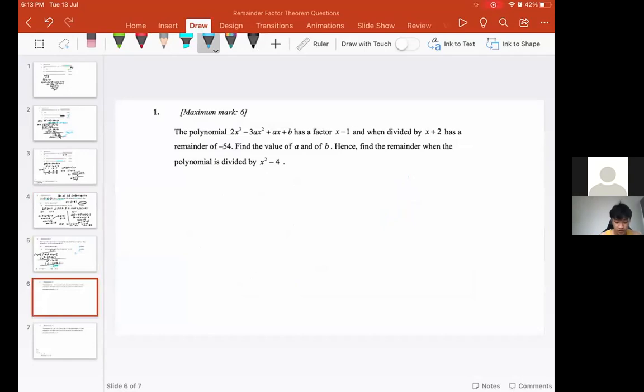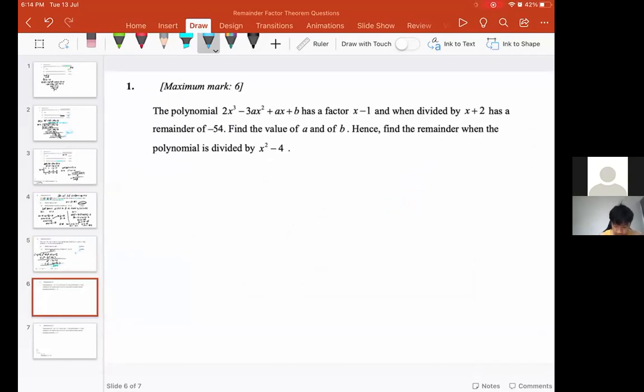So now moving on to question 3, which is actually labeled question 1 here, but never mind. So they tell us the polynomial 2x cubed minus 3x squared plus ax plus b has a factor of x minus 1 and when divided by x plus 2 has a remainder of minus 54. So once again, we're using our remainder factor theorem here to solve the question.